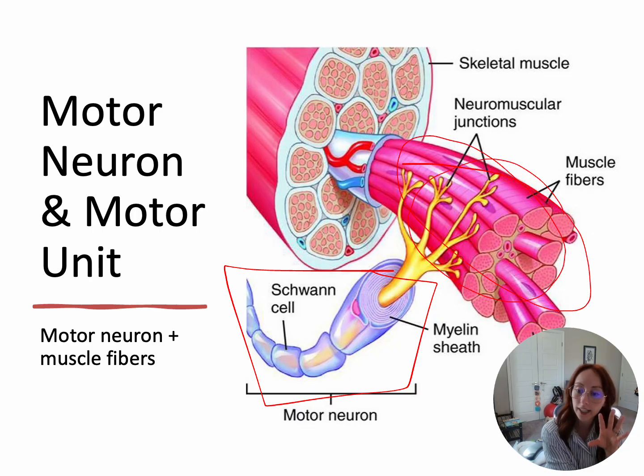So a motor neuron can innervate different muscle fibers. It's not a one-to-one. It can have 2 to 300s of fibers to 1 motor neuron. And so that whole unit, the motor neuron and all the fibers that it innervates to stimulate a contraction, is considered a motor unit.